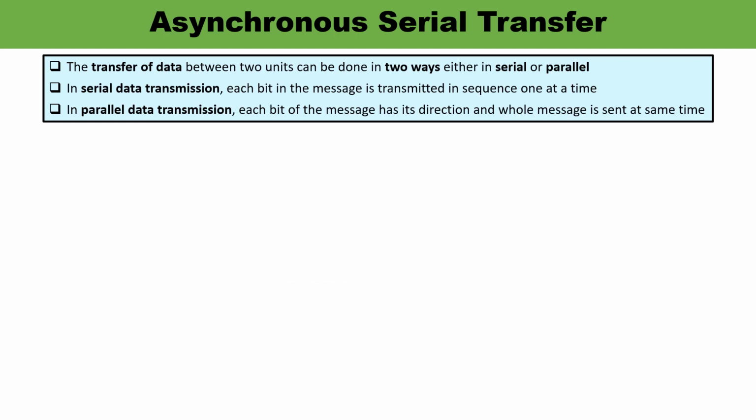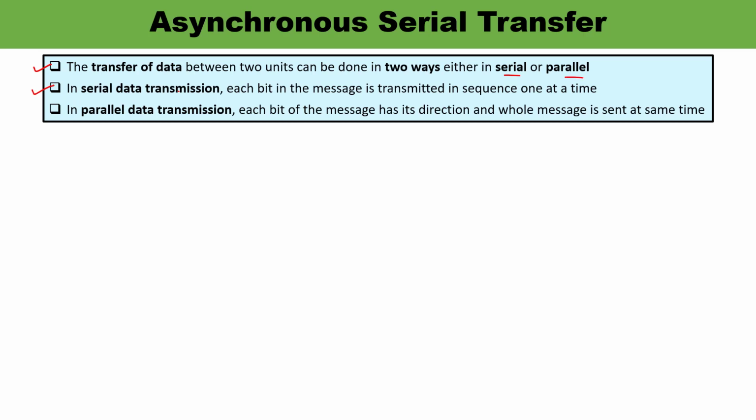Now the next point is about asynchronous serial transfer. See, asynchronous transfer you are aware of. So when we are talking about transferring data, data transfer can be done in two ways. It can be done either in serial mode or in parallel mode.